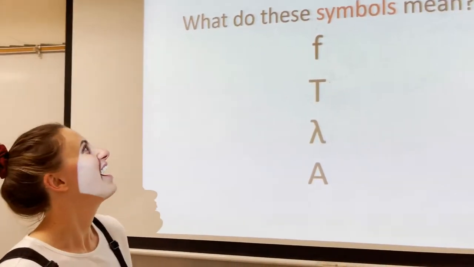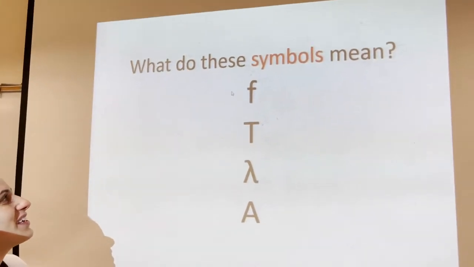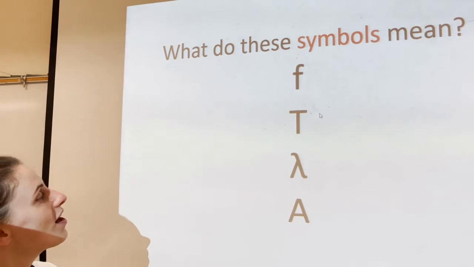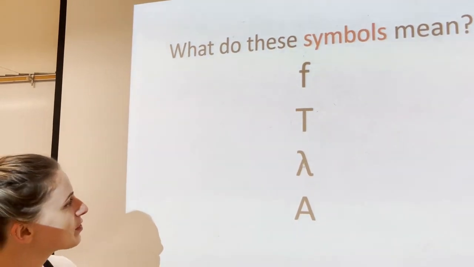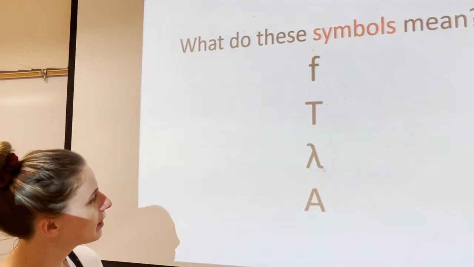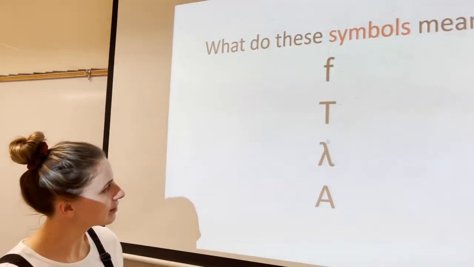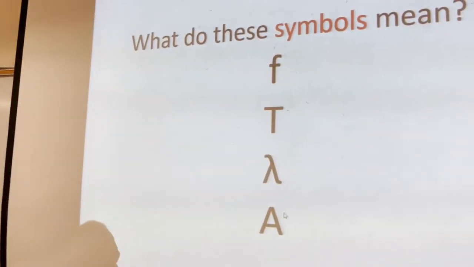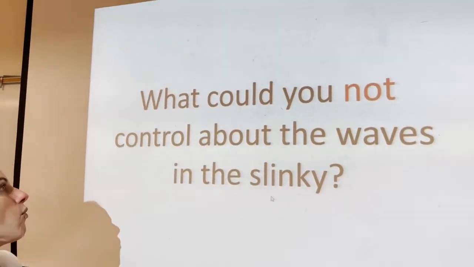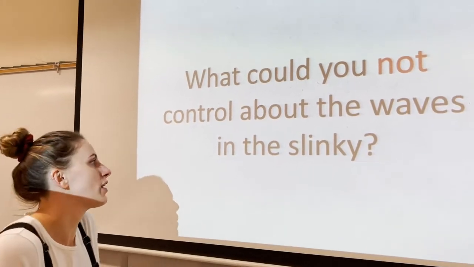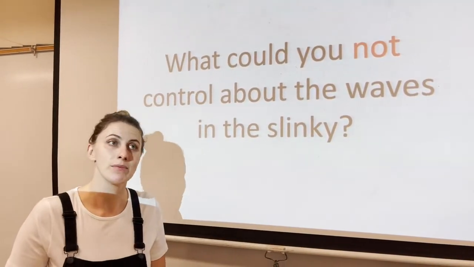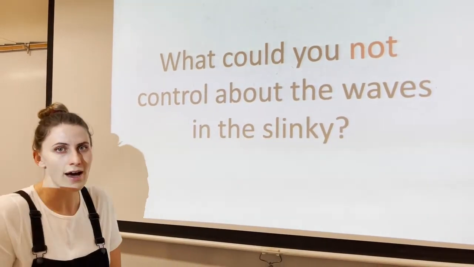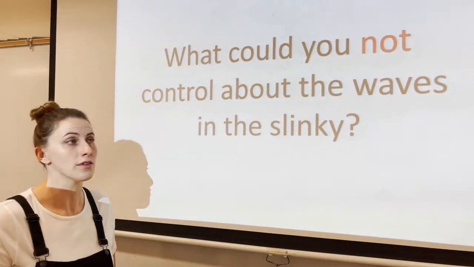Okay, what do these symbols mean? f is for frequency. Capital T is for period, time. This little lambda, the Greek letter lambda, is wavelength. Lambda kind of looks like a little lamb, I guess. And then the capital A is for amplitude. What could you not control about the waves in the slinky? From our lab in the very beginning, we could not control the velocity, right? How fast that wave was moving through the slinky, through the medium.